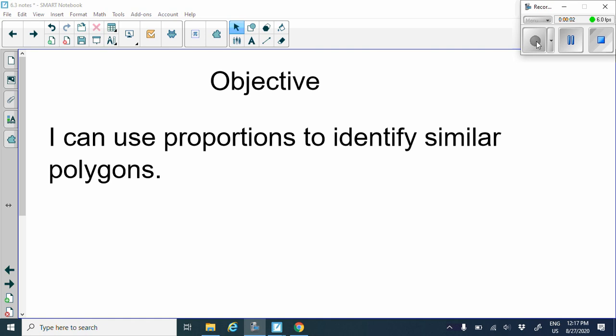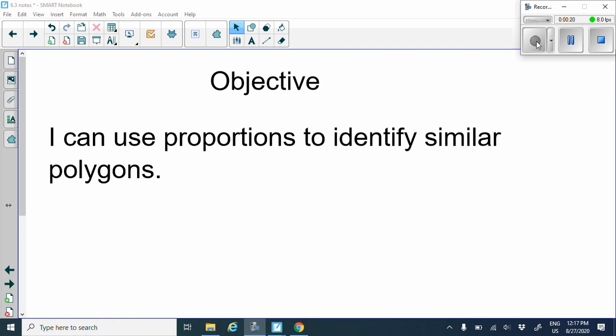Hey guys, so here are the notes for 6.3. We are now going to be talking about similar polygons. So we are going to use the idea of proportions and using cross multiplication to solve. For this section 6.3, I am going to cut this probably into 3 parts.